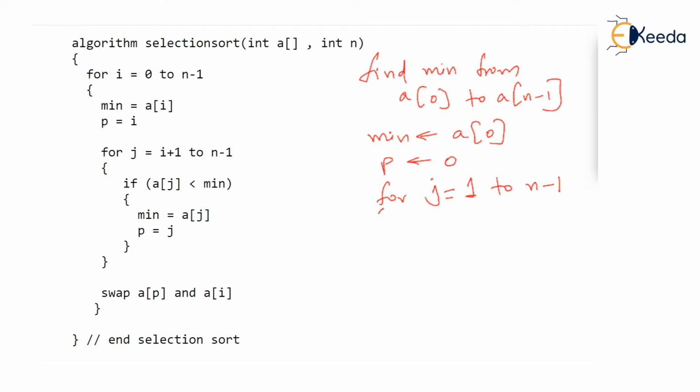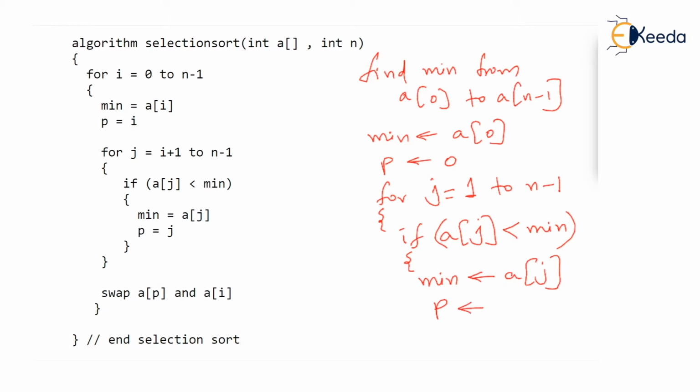And we will ask if this aj at which we are is less than current minimum, then we have found out the new minimum. So we will update minimum. Minimum should become aj, correct? And p, the position, should become j. End of if, end of for. Now definitely after this for, we are going to find out minimum and we are going to find out the position also.